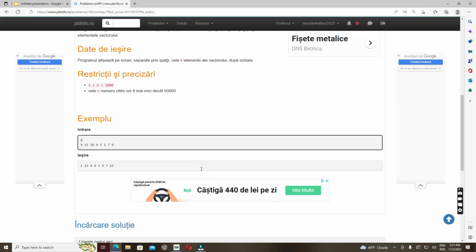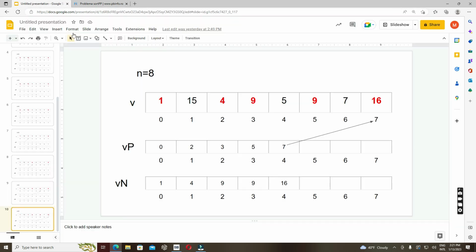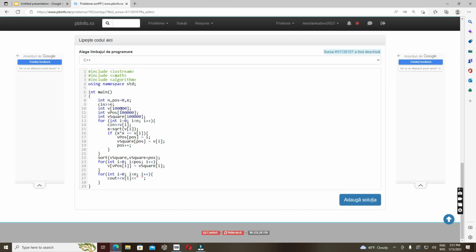First of all, this is n, and pos is the position indicating the element of vector Vp and Vn where we put new values. So at the beginning it's 0, then after putting values here, pos must be 1, so we must increase the value of pos. Then we read number n, and I created the vectors: v for our numbers, v pos for positions, and v square for the square numbers.